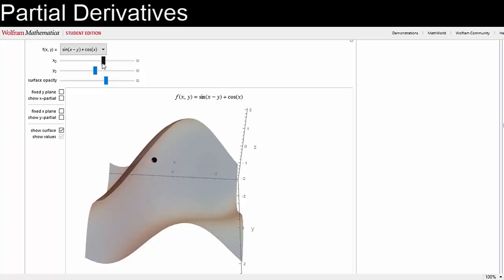It might be interesting to try moving to a random point, say something over here, and guess: is the derivative with respect to x going to be positive or negative here? Is the derivative with respect to y going to be positive or negative? And then you can check these two boxes and see if you were right. Okay?